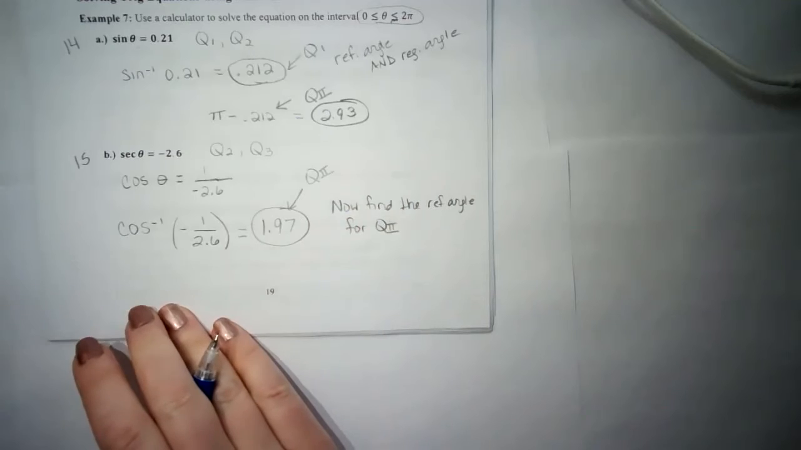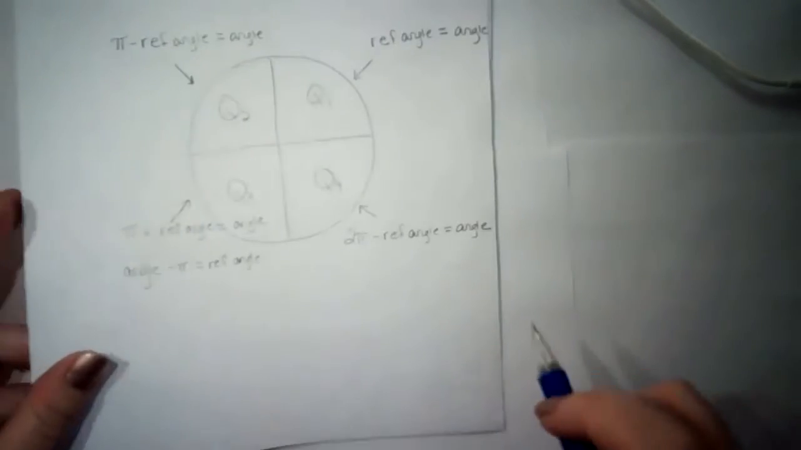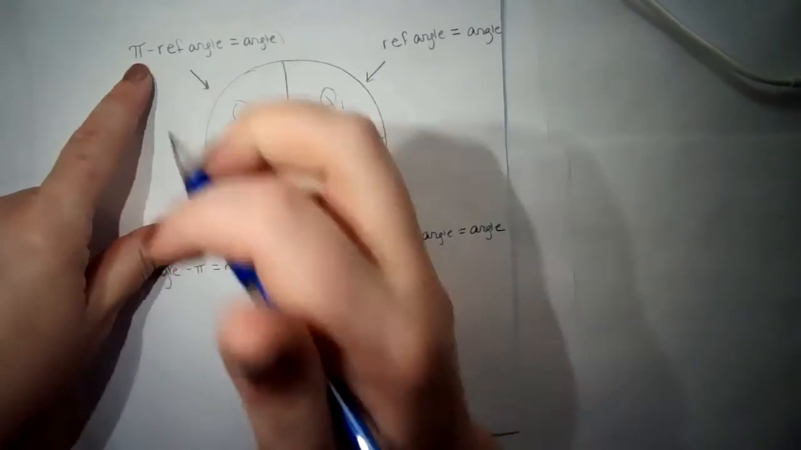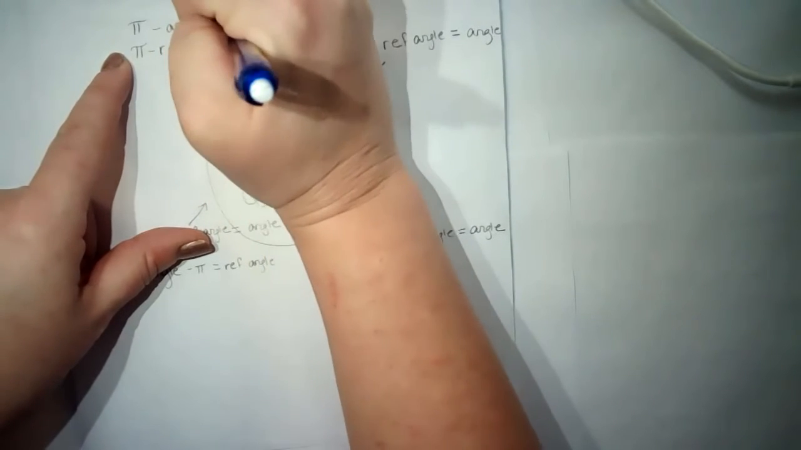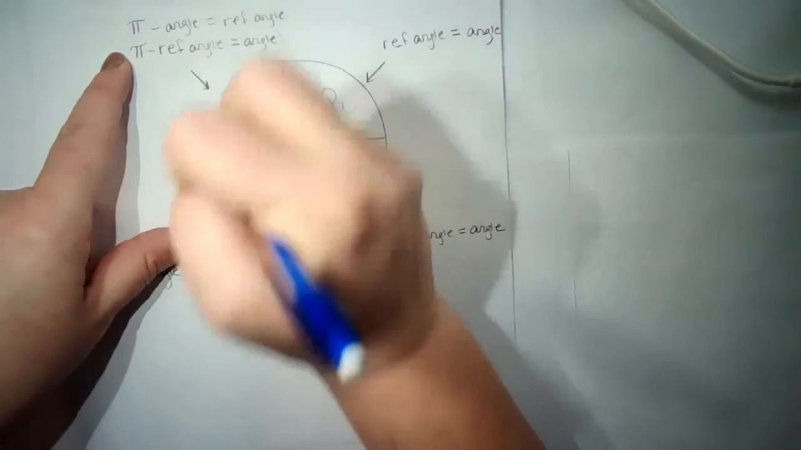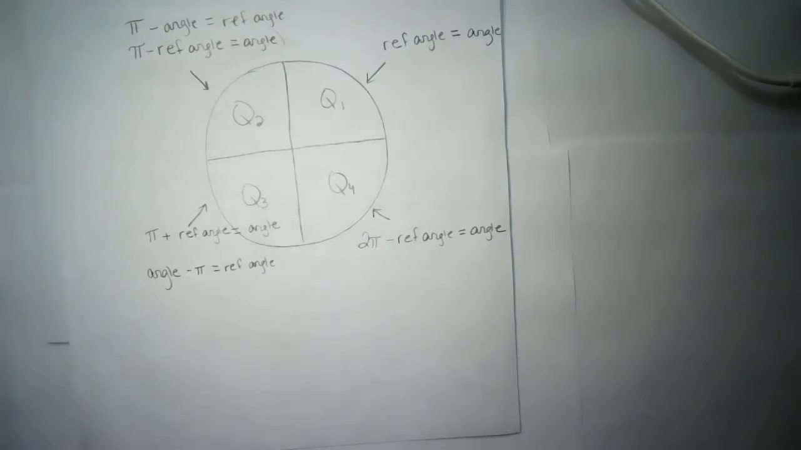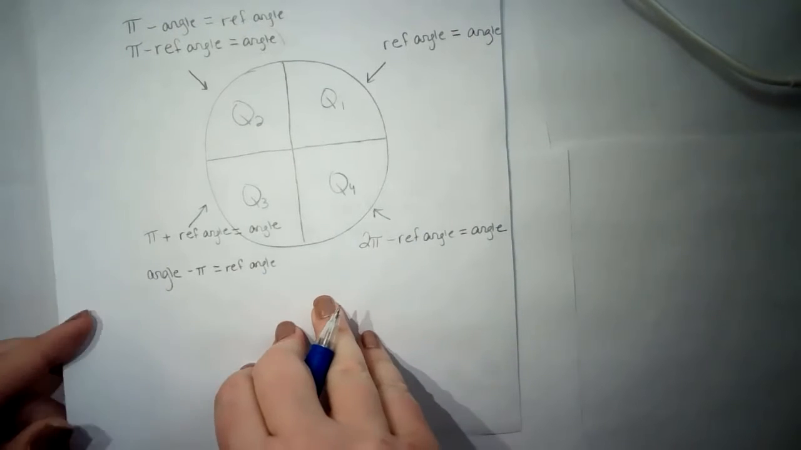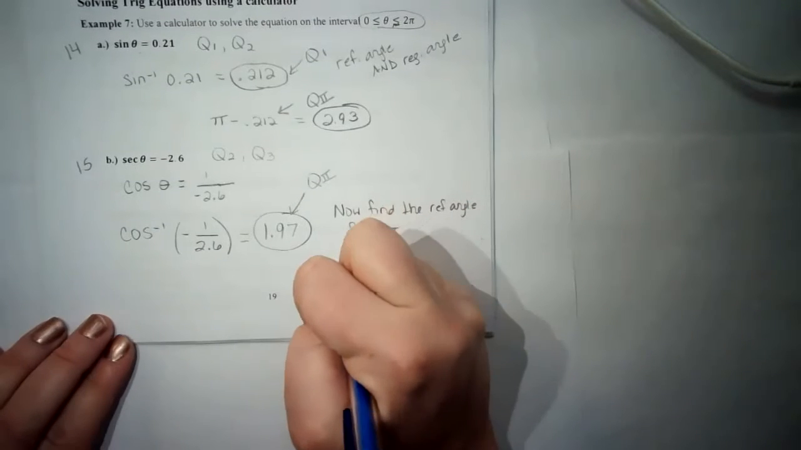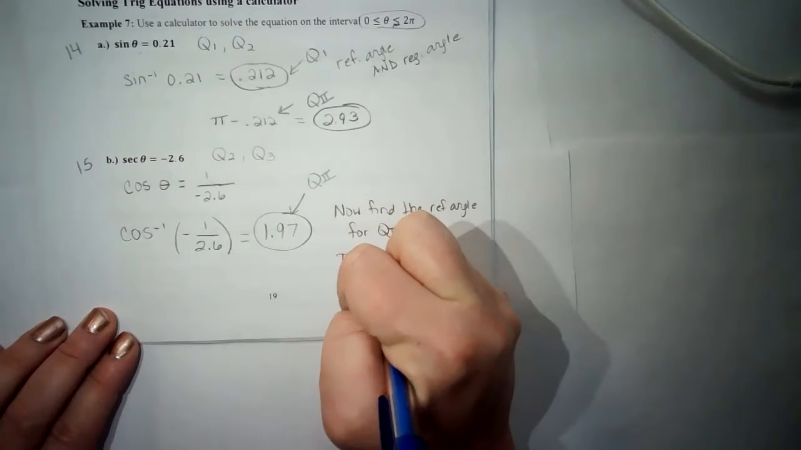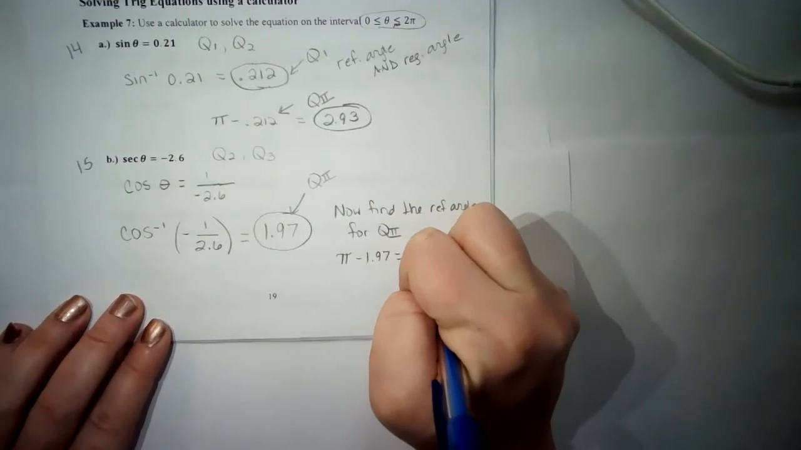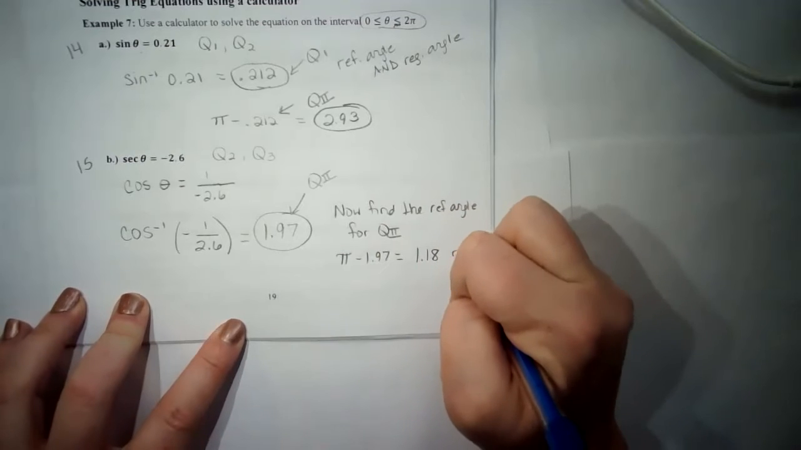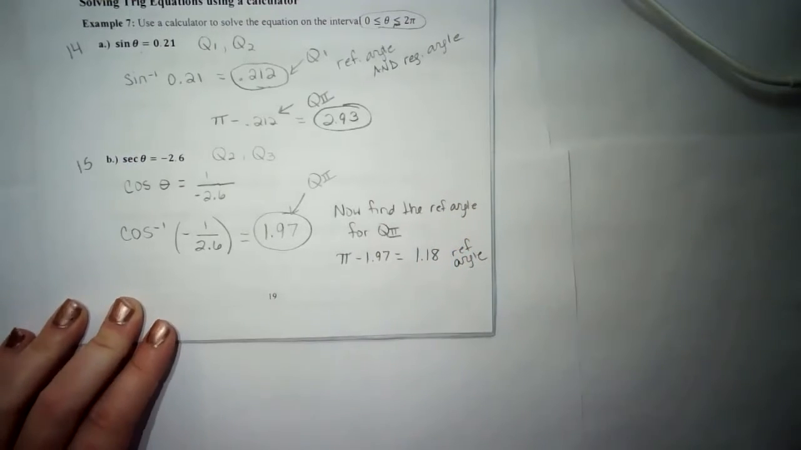for quad 2. Okay, so if we go to our little chart here, to find the reference angle, I'm just going to take pi minus my angle. It's the same equation, whether you have the real angle or the reference angle. So I'm going to take pi minus 1.97. I put that in my calculator and I got 1.18. This is my reference angle.